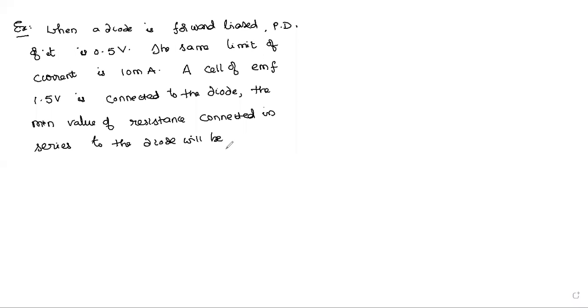What is he asking? In this question, he said the forward bias PD is 0.5 volts. The safe limit of current is 10 milliamperes. It is connected to a 1.5 volt cell in series with the diode. What is the minimum value of resistance to be connected? I think you understood. What will be the answer for this question?